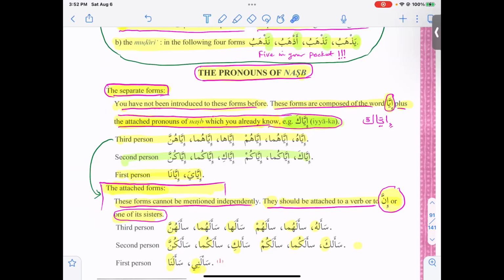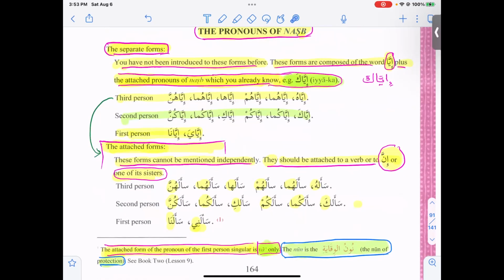Remember this. If you try to remember the song, you will enjoy more, inshallah. Iyahu, Iyahuma, Iyahum. Iyaha, Iyahuma, Iyahunna. Iyaka, Iyakuma, Iyakum. Iyaki, Iyakuma, Iyakunna. And then, Iyaya, Iyana. Did you get the idea?